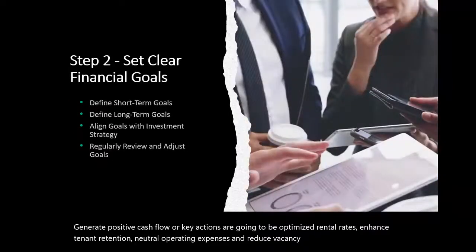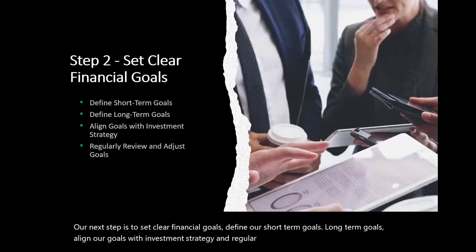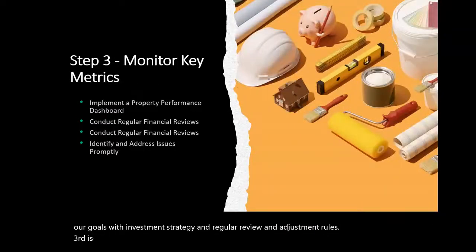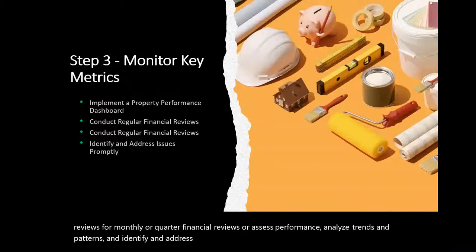Our next step is to set clear financial goals: define our short-term goals and long-term goals, align our goals with investment strategy, and regularly review and adjust goals. Third is to monitor key metrics such as property performance, as well as conduct regular financial reviews, performing monthly or quarterly financial reviews to assess performance, analyze trends and patterns, and identify and address issues promptly.